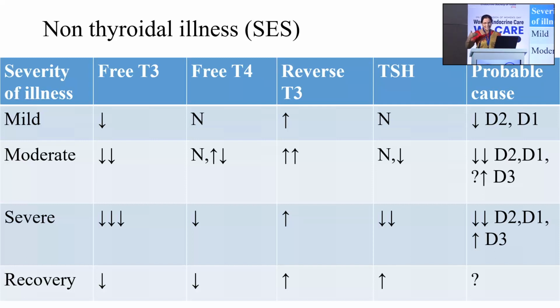But as the illness progresses and severity increases, there is a further decline in T3, free T4 can be normal or a little increased, and reverse T3 is increased. This is because D3 activity goes up. In severe illness, there is a further drop in T3 and free T4 also comes down. As I showed in the previous case scenario, T3 and T4 are low, reverse T3 is increased, and TSH is further low, again giving a central hypothyroidism picture.